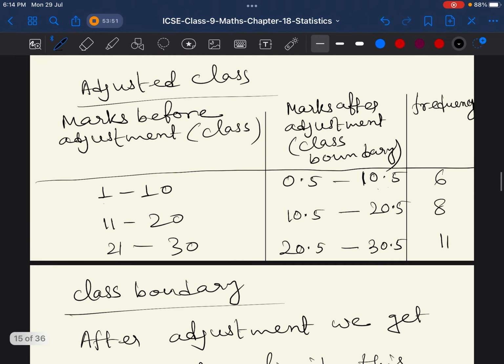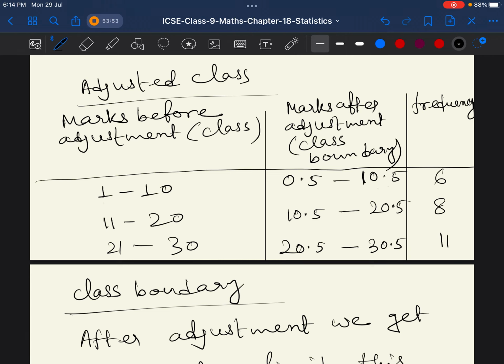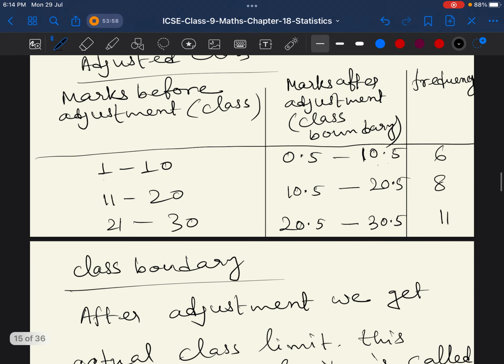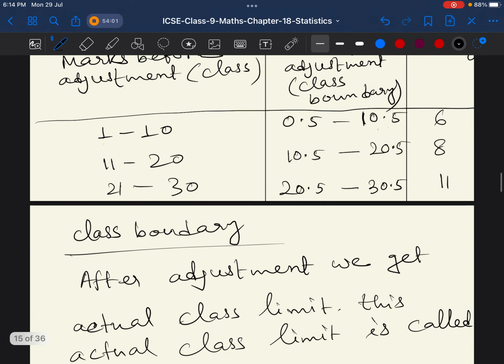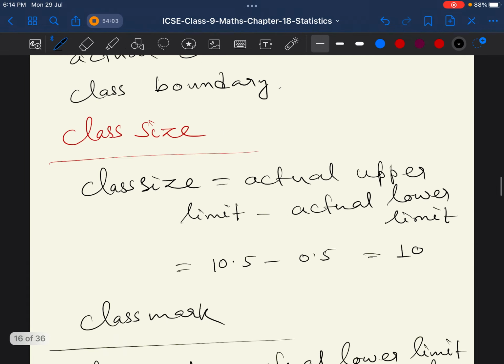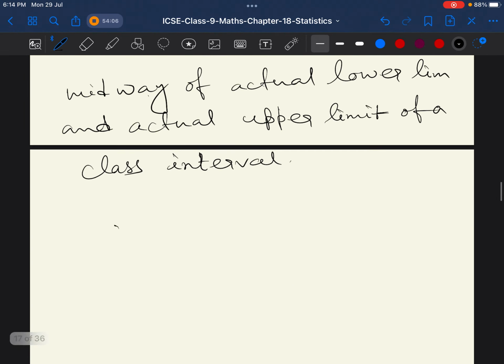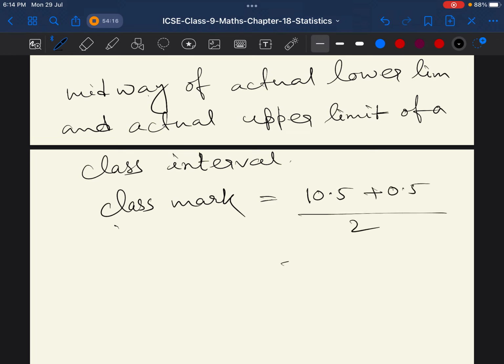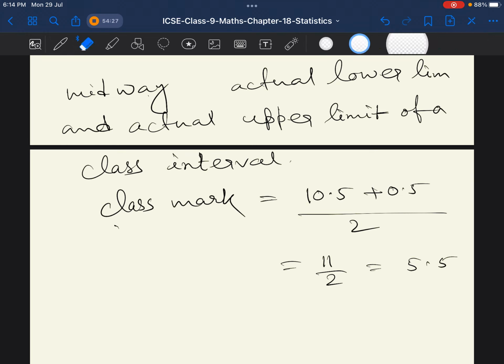Okay, now see this example. Here the class interval is 0.5 to 10.5. So the class mark will be the midpoint between 0.5 and 10.5. Here class mark is equal to (10.5 + 0.5) by 2. So this is 11 by 2, which will be 5.5.